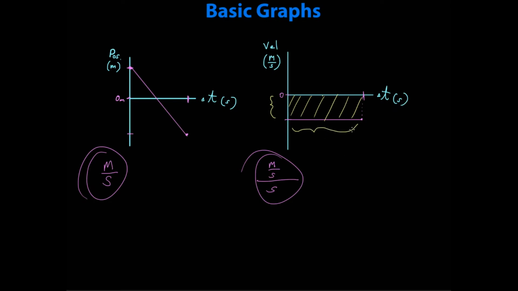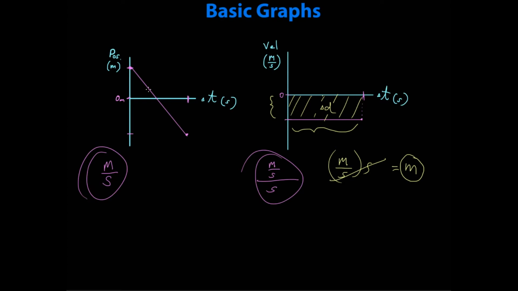I want to think of this as a rectangle. So instead of rise over run, it's going to be height times base. And height times base will give me meters per second times seconds. Well, if these two cancel, I get meters. And that's a clue that this area here on the velocity versus time graph gets you displacement in meters.